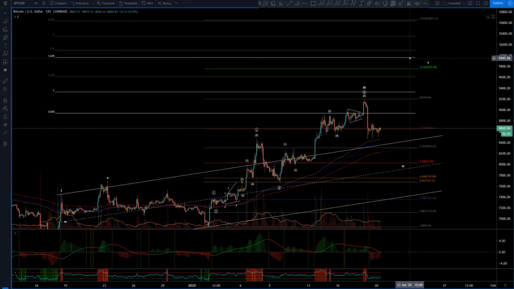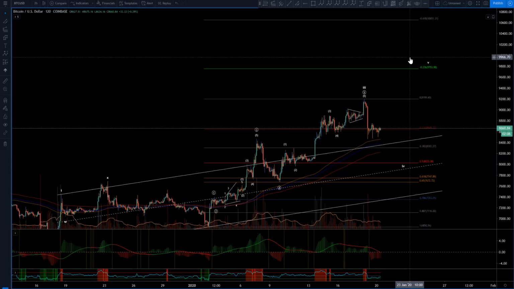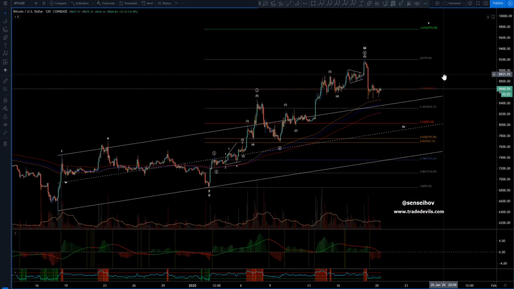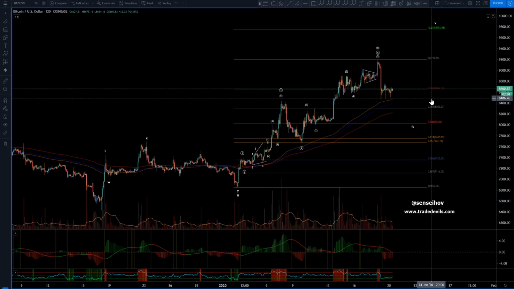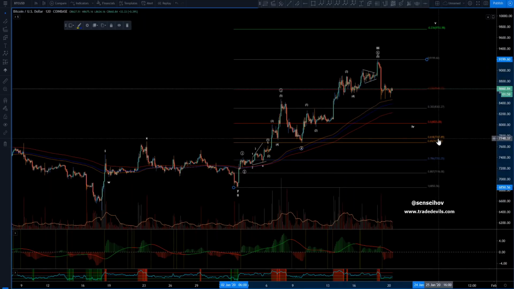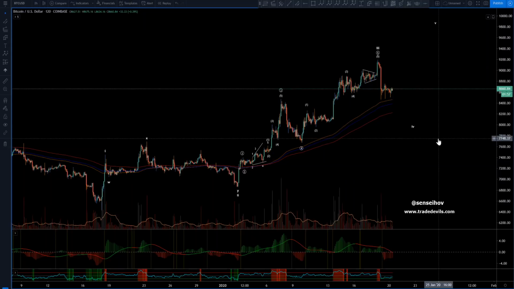So that is the argument for the bullish case. And now we'll go ahead and take a look at the argument for the bearish case. Let me remove this.